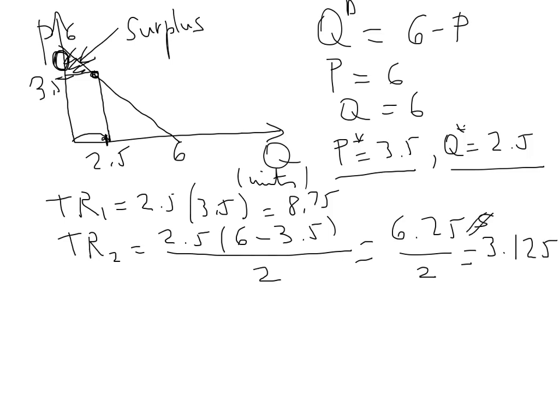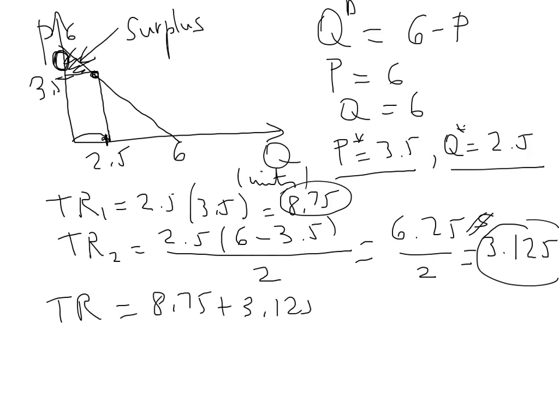consumer surplus. Now, total revenue is going to be total revenue 1 plus 2. So it's going to be 8.75 plus 3.125. So that's going to be 11.875. That's my total revenue for first degree price discrimination.